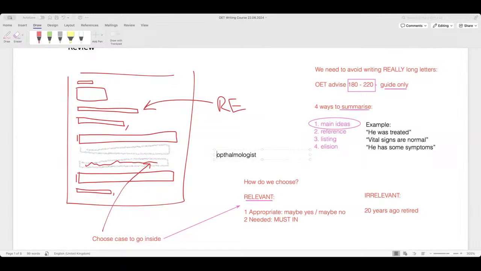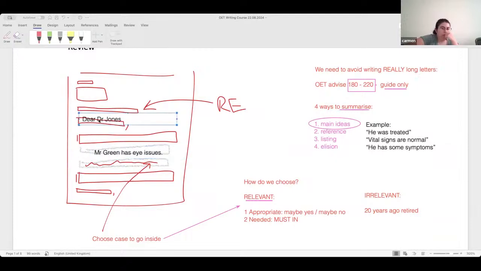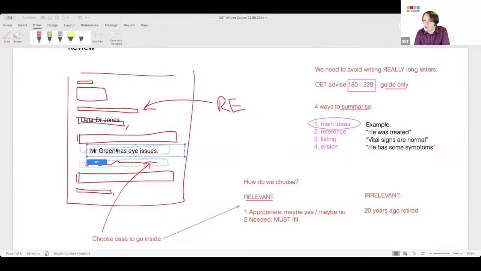Let's imagine we're saying, you know, dear Dr. Jones or whatever, and he's an ophthalmologist, right? Let's imagine in here you say, Mr. Green has eye issues. Stop. No more details. Is that good? No. For an ophthalmologist, that would be terrible summarizing, because he needs to know exactly the symptoms, right? You cannot just say issues. So it's like a balance.